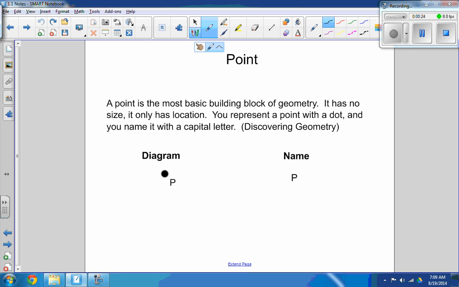So you can see here we've got a point P, and its name is a capital P. I can make any point I want, so I'll make a point N, and its name is a capital N.